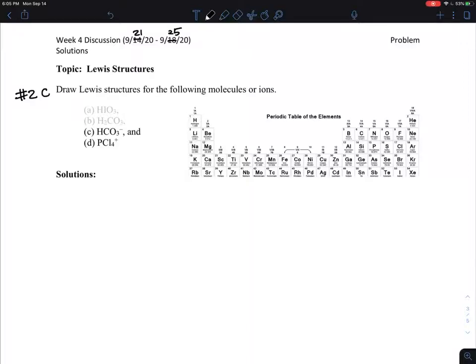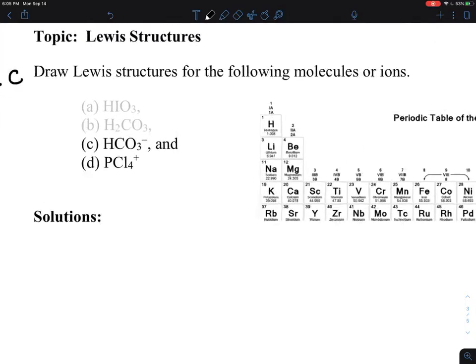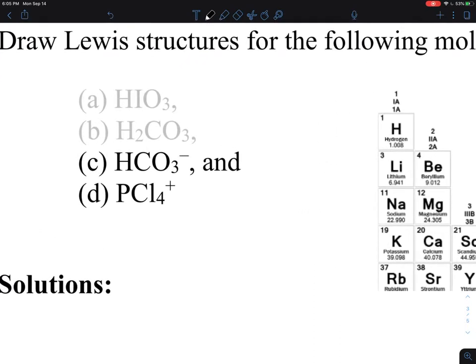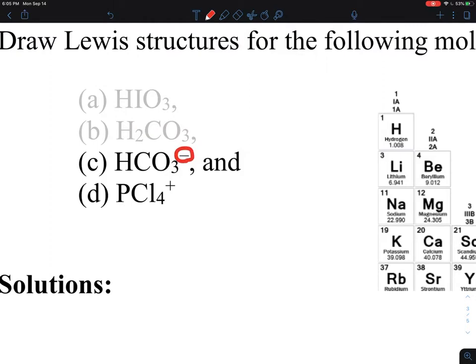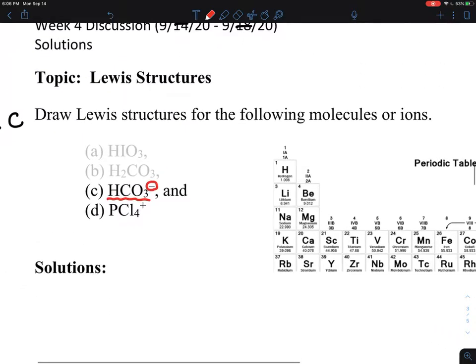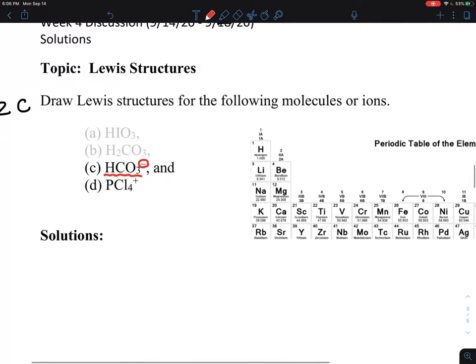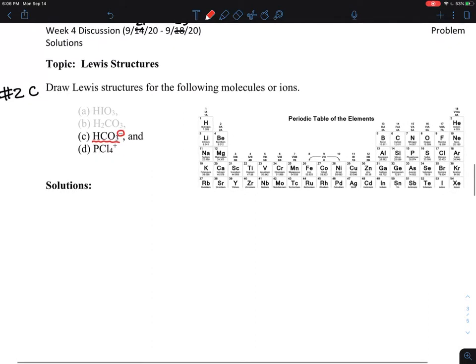Okay, so let's solve the Lewis structure for the third problem, which is HCO3 minus. If you look closely here, it is a species with a negative charge, and this is actually known as a bicarbonate ion. You don't need to know the name, just a compound with the charge on it. Let's draw the Lewis structure.